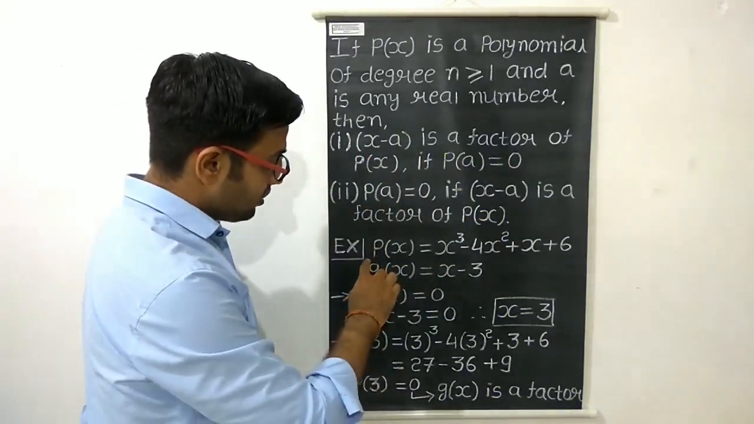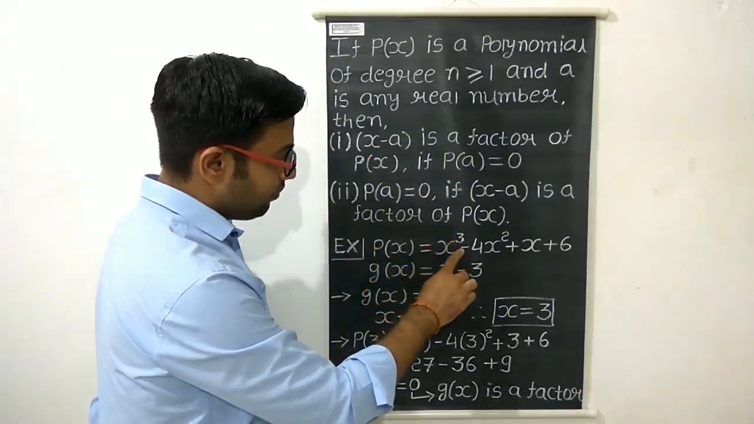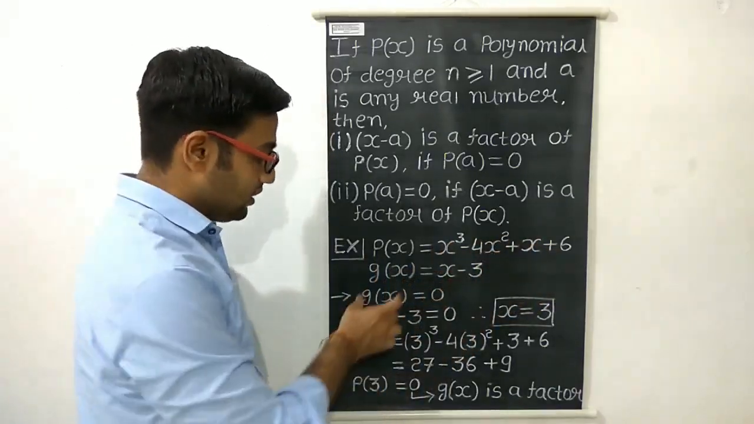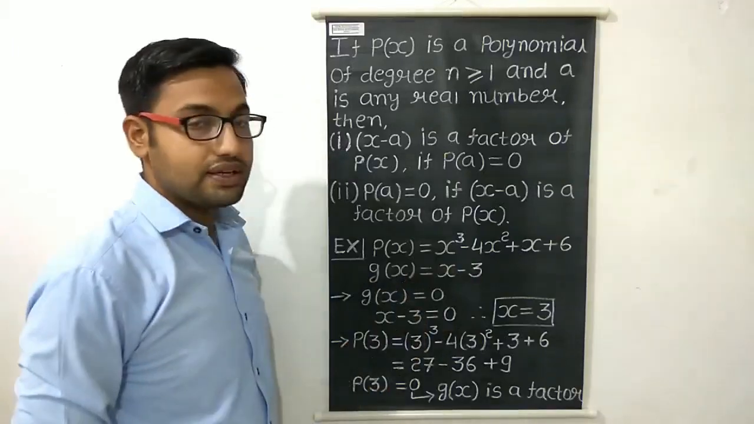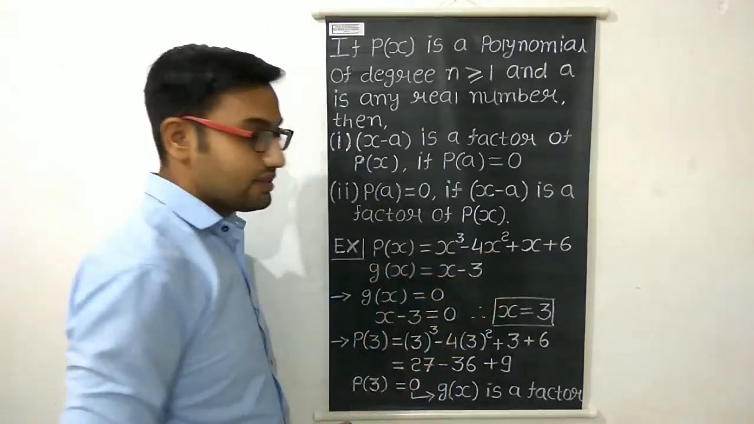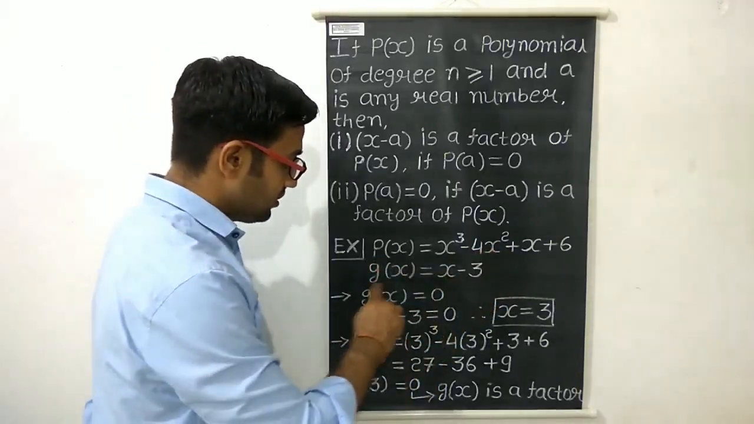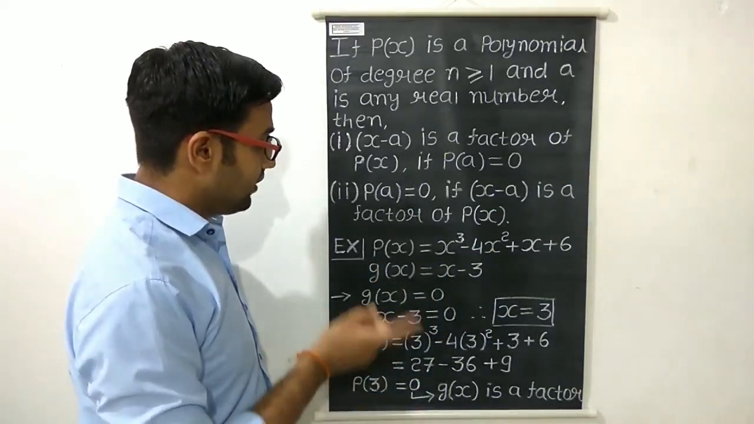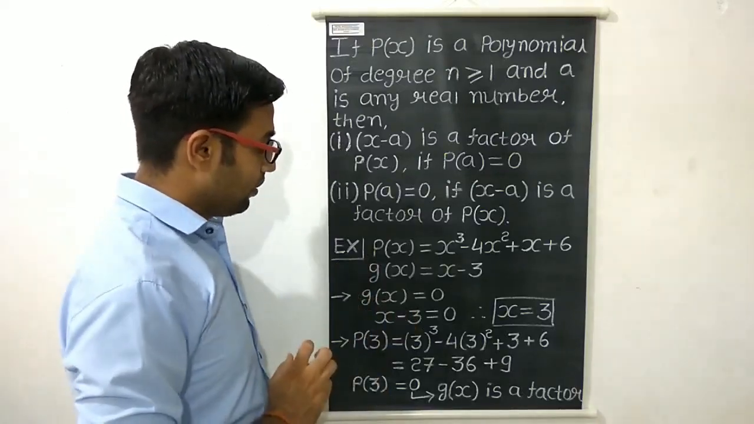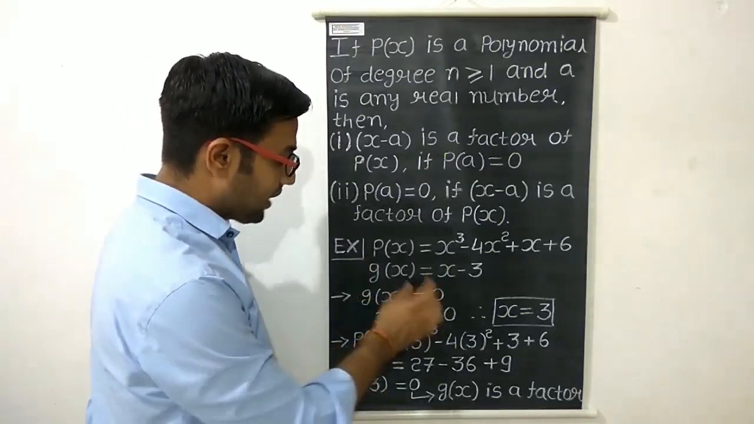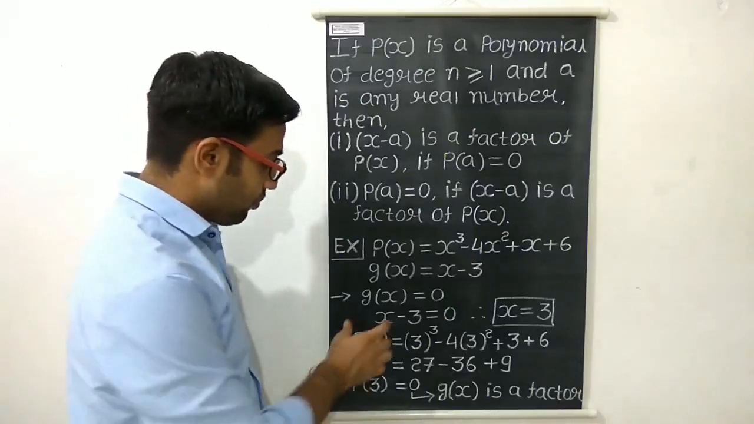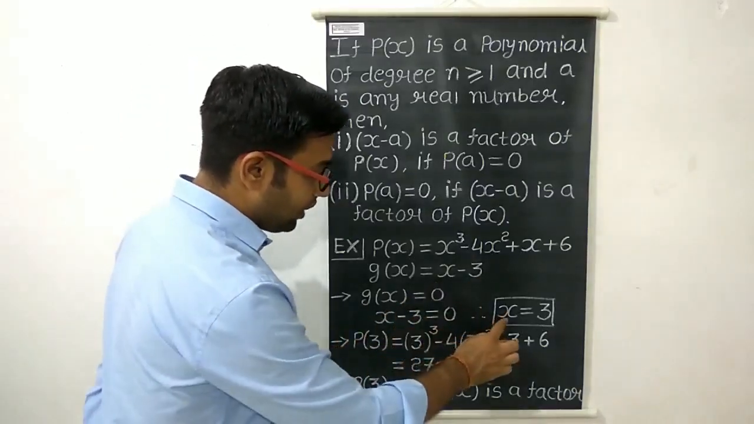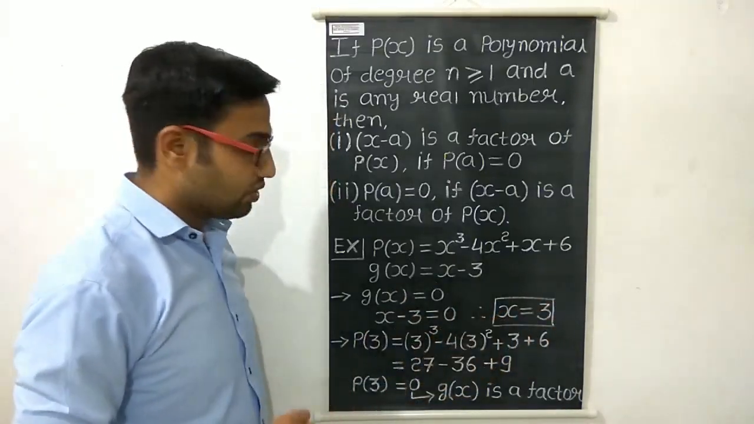So let's suppose our p of x is equal to x cube minus 4x square plus x plus 6, and g of x is equal to x minus 3. This p of x is our dividend polynomial, g of x is our divisor polynomial. To find the zero, first of all we have to take g of x equal to 0. So g of x means x minus 3 is equal to 0. Therefore the value of x we get is equal to 3.